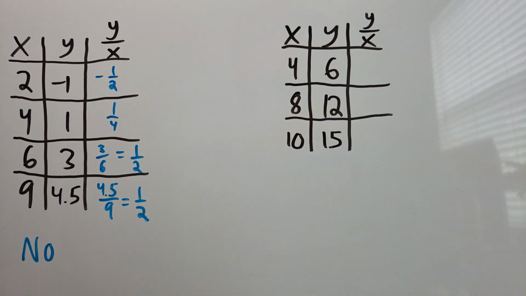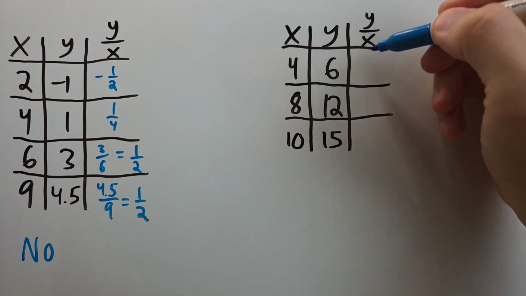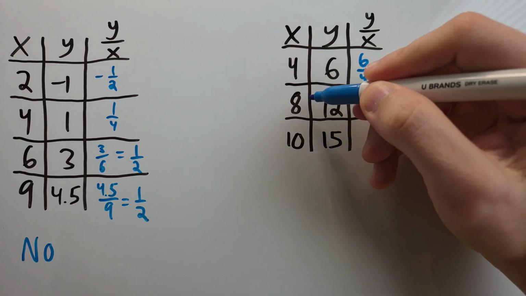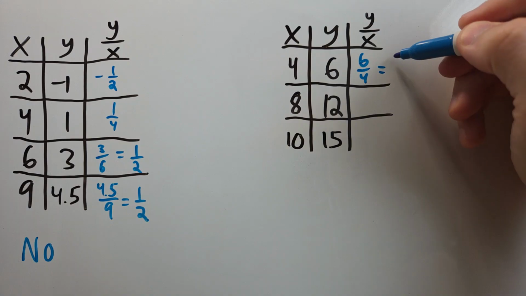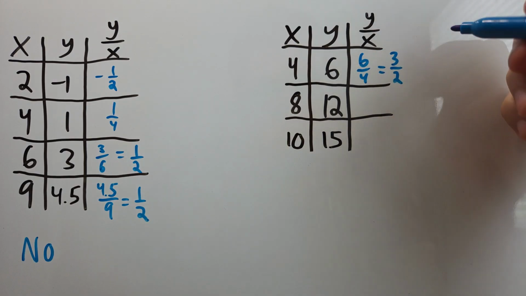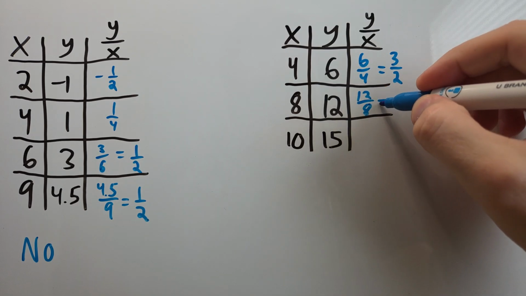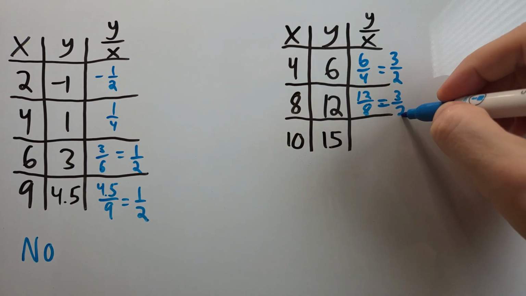We've got 3 data values. We'll perform y over x and see if we get the same thing. 6 over 4, 12 over 8, and 15 over 10. Putting this in lowest terms, because you can divide both of these by 2, that gives you 3 over 2. 12 over 8, same exact thing. Divide them both by 4 instead, and you'll get 3 over 2.